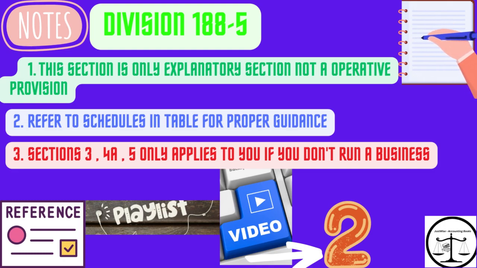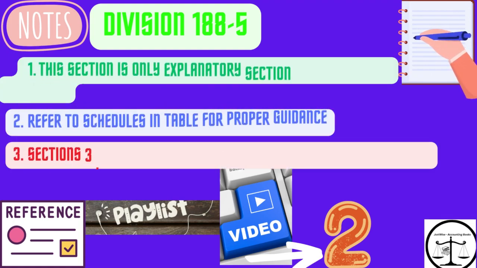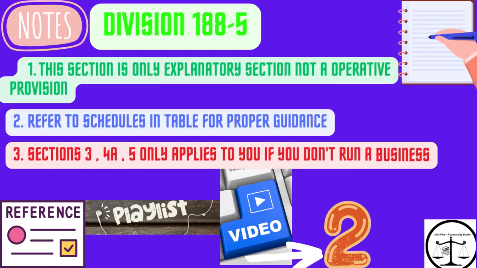Secondly, if any issue arises in relation to GST thresholds, please refer to the GST sections or divisions mentioned inside the table. Thirdly, sections 3, 4A and 5 of Division 188-5 of Chapter 6. These sections are namely choosing the cash accounting method, annual apportionment, and the option of paying GST in installments. All these 3 sections only apply to you if you do not carry on a business.